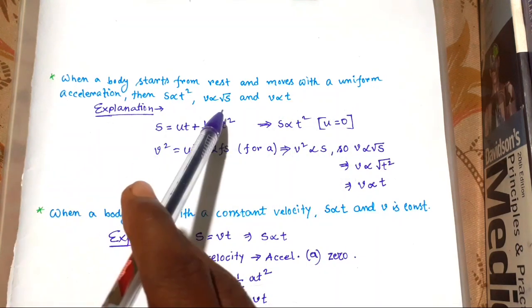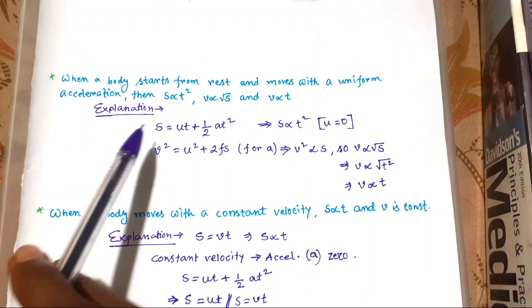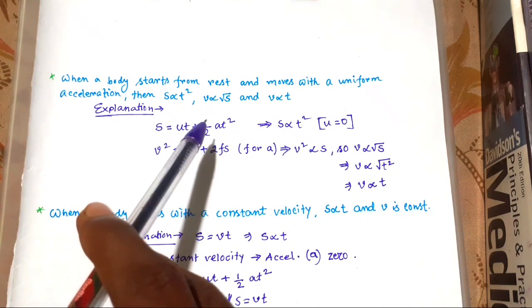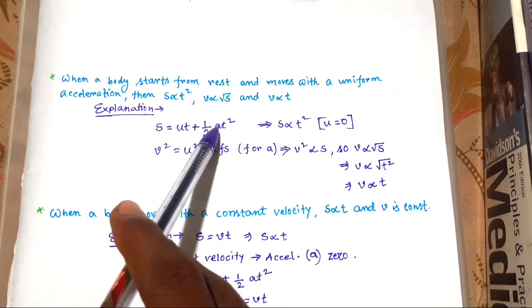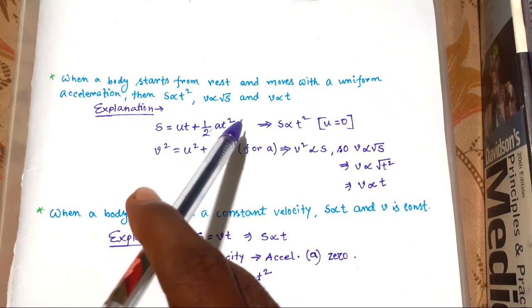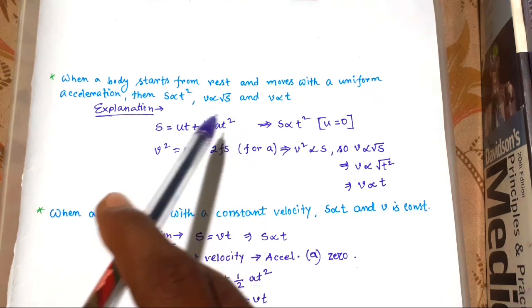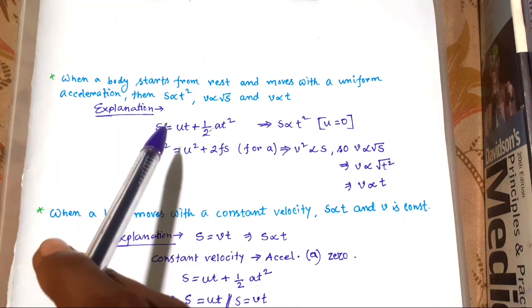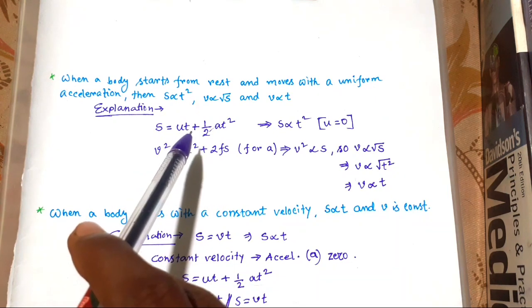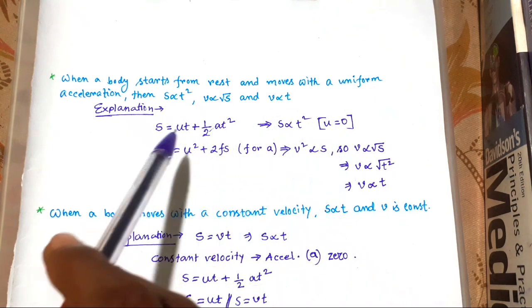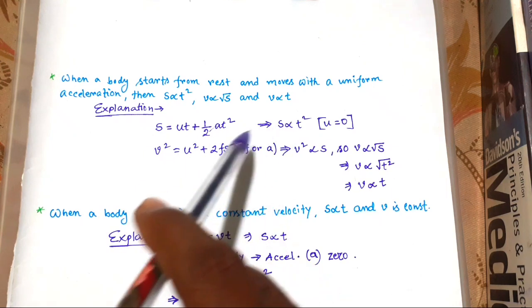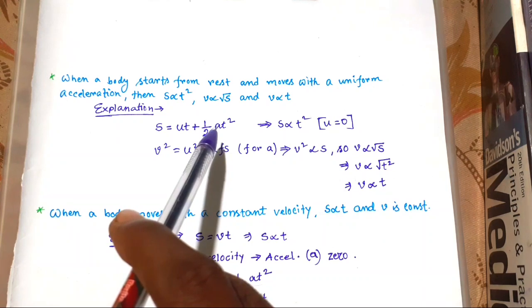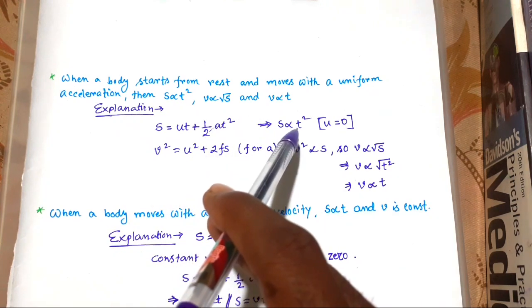So now explanation. We know the formula S equals ut plus half at square. Here a equals acceleration, that is uniform, okay. And here from rest, that means u, the initial velocity, equals 0. So S is proportional to t square, okay. u equals 0 and a equals constant, so S is proportional to t square.